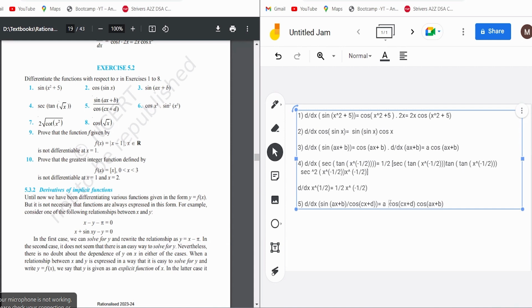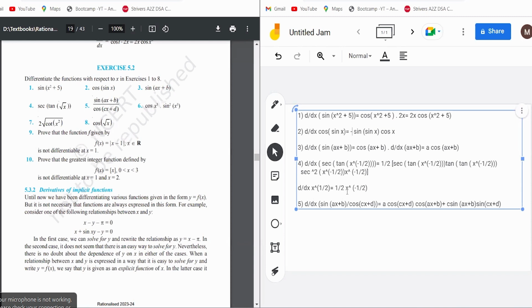Okay. This thing minus numerator as it is, sine of ax plus b, into differentiation of denominator. What is the denominator? Denominator is cos of cx plus d. Differentiation of cos is minus sine. So it would be minus sine of cx plus d. And now differentiation of cx plus d is nothing but c. So we will keep the c here. Okay. In this question, I did not apply the minus sign. I forgot. So please make the changes.